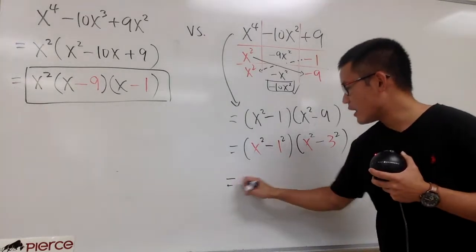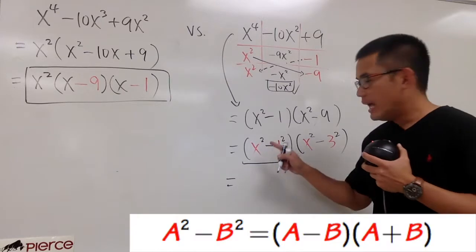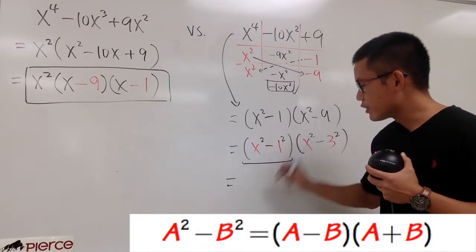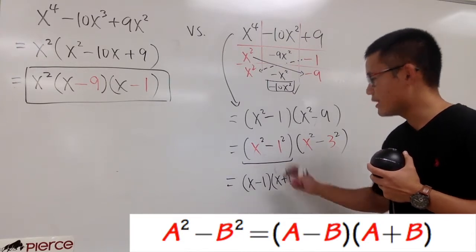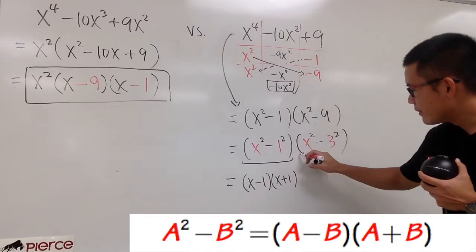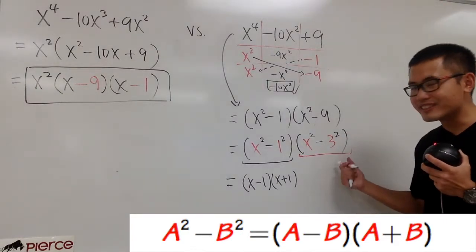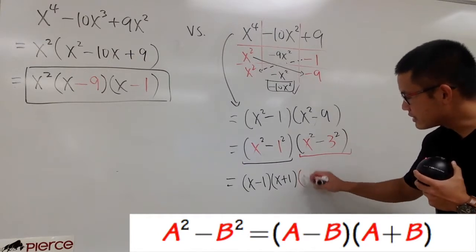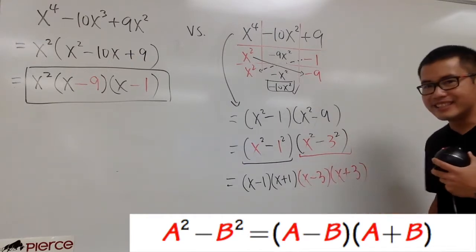And now let's factor this one right here first. I'll put this down in black. x squared minus 1 squared is going to give us x minus 1 times x plus 1. Okay, this is the factoring for that. And now let's factor this one. Once again, it's a difference of two squares, and this is going to give us x minus 3 times x plus 3, right?